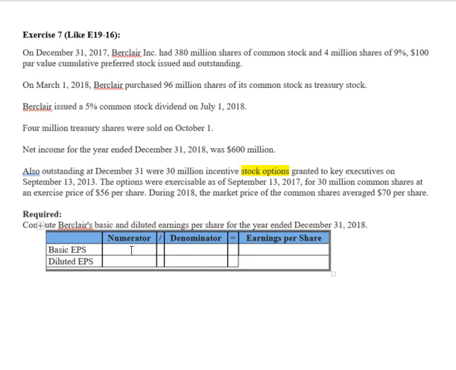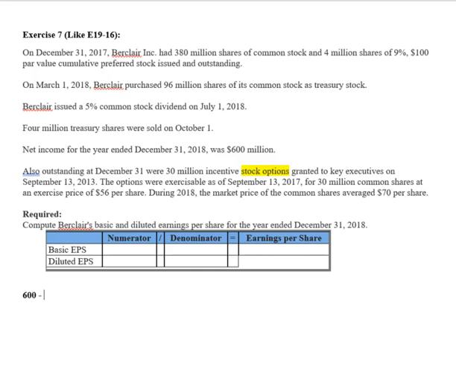So let's start with our numerator. In both cases, our numerator will be the same because the numerator is always net income minus the dividends for our preferred stock. So our net income for this company was 600 million.